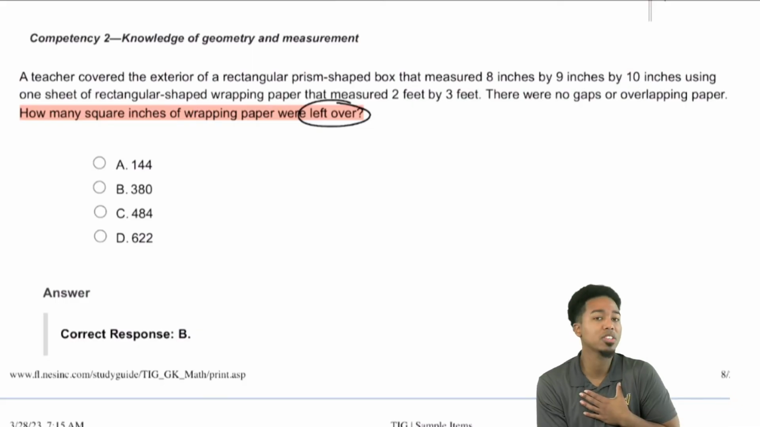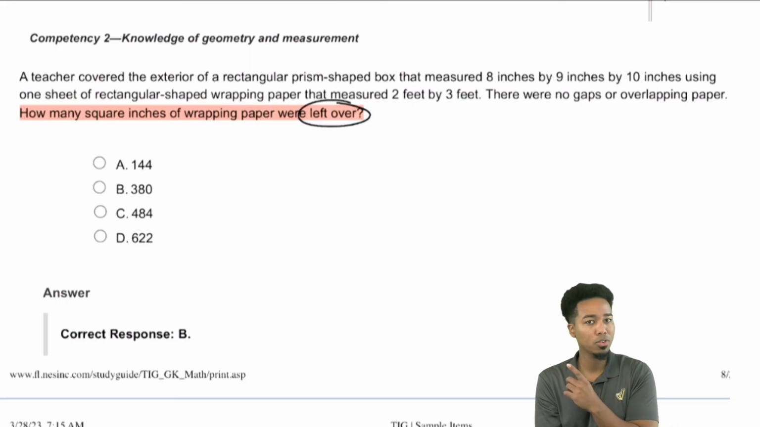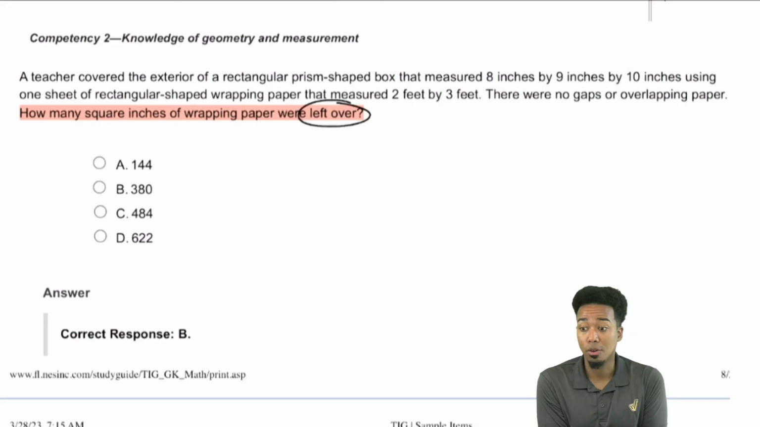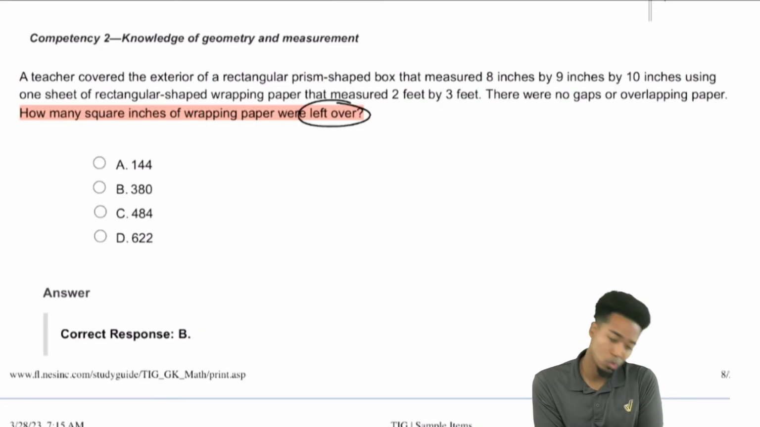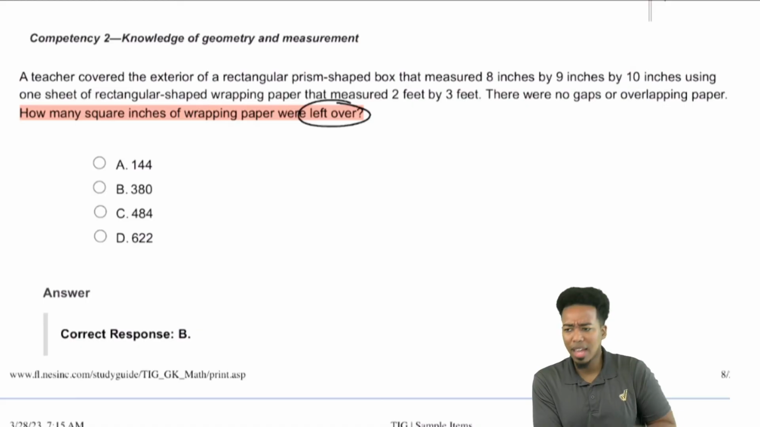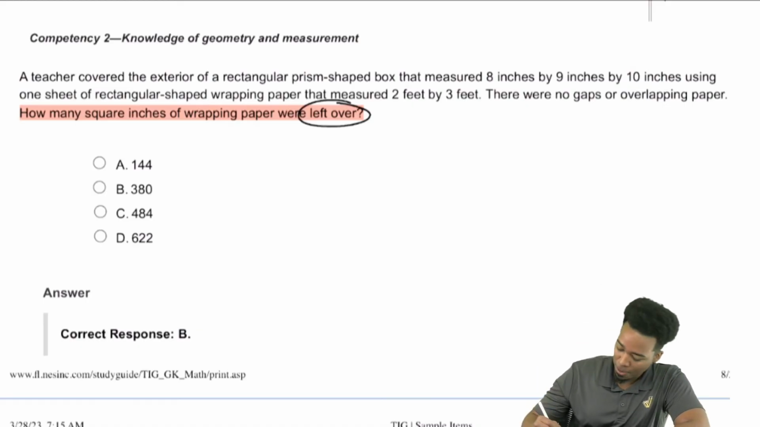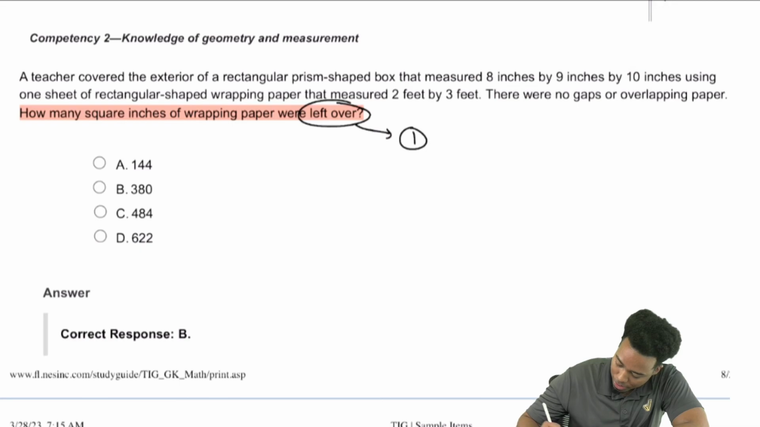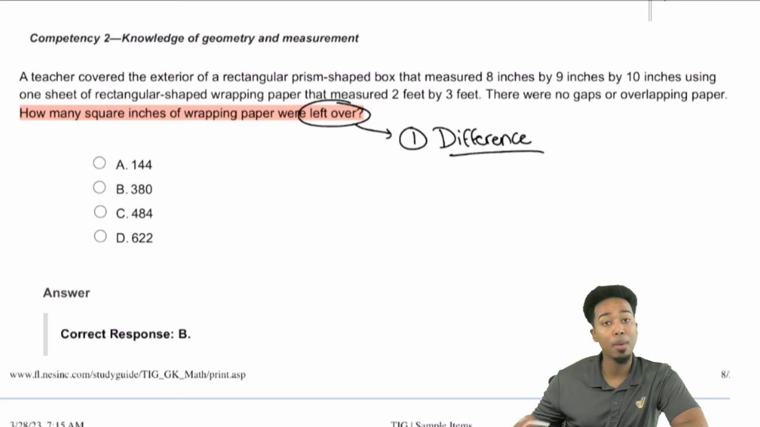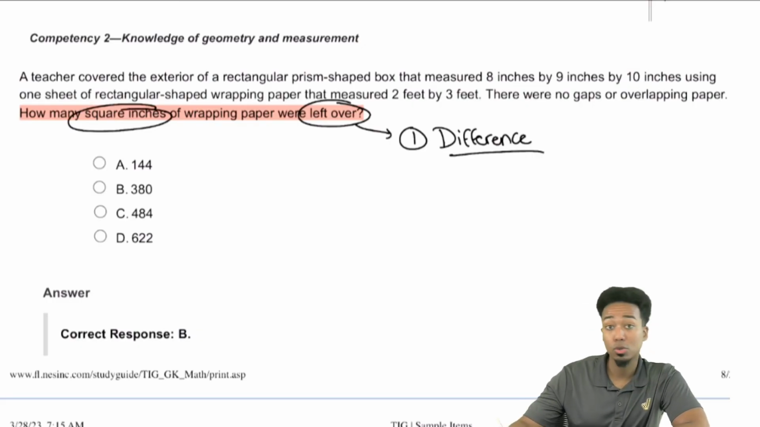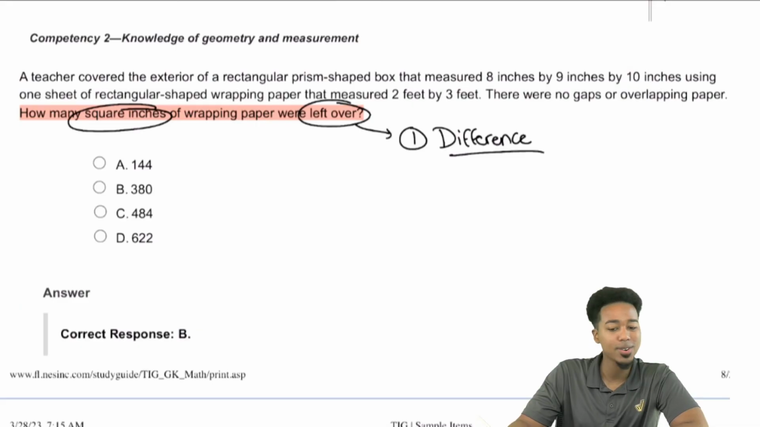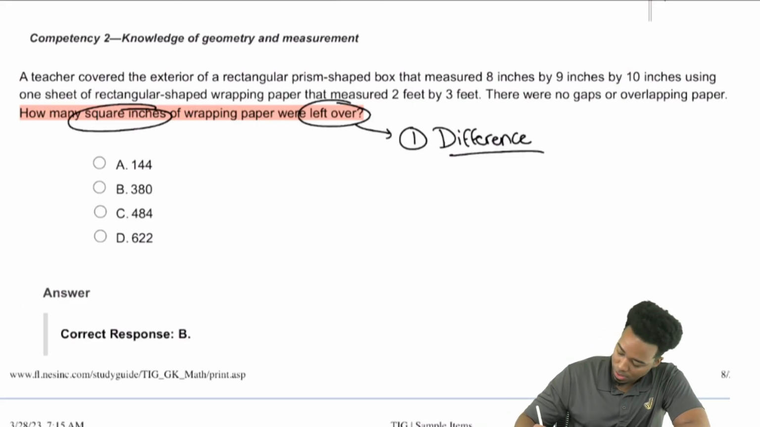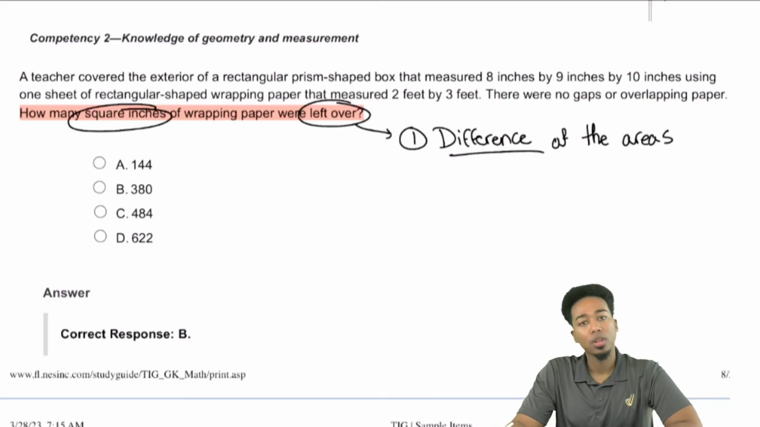Because it should, for the simple reason that the key phrase left over, in terms of just an intuitive sense, is saying we're going to have a total, we take some away, and we got some left. We can think about it in a nice intuitive fashion. So finding the leftover, we're going to be taking the difference of 2 amounts. And it says how many square inches, so it sounds like area. Square units is always going to be area. So the difference of the areas.